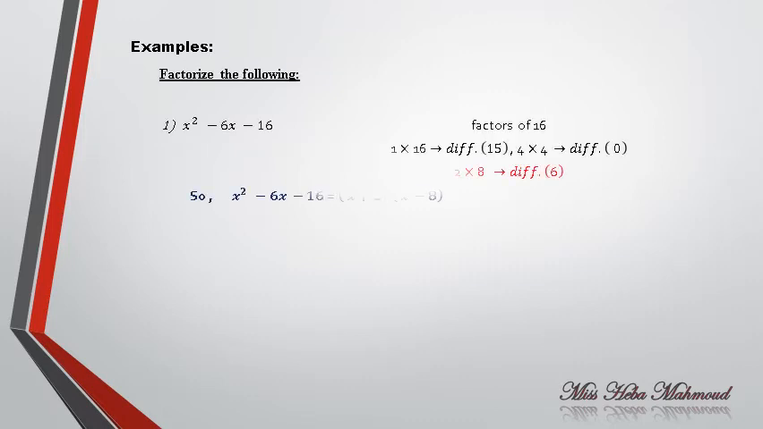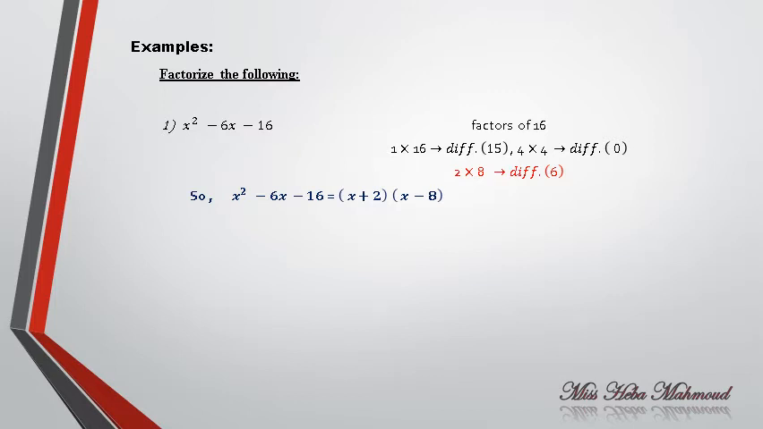Now let us take more examples. Factorize the following. Number 1, x power 2 minus 6x minus 16. To factorize this expression, first we open two brackets and factorize the first term, which is x power 2, and it will be x times x. And then look at the third sign. Since the third sign here is negative, one of the brackets will have a negative sign and the other a positive sign.